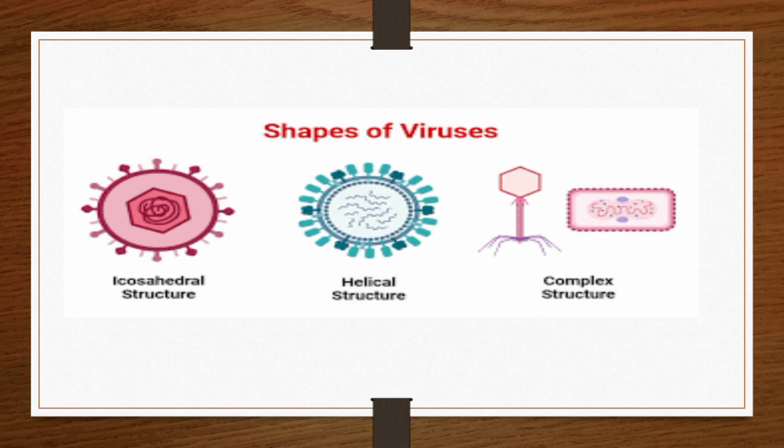Helical structure. The protein subunits and nucleic acid are arranged in a helix or spiral tube-like structure. Capsomers are coiled around the central axis to form the helical structure. For example, tobacco mosaic virus is a helical virus. Complex. An example of complex viruses is bacteriophage. It infects bacteria.